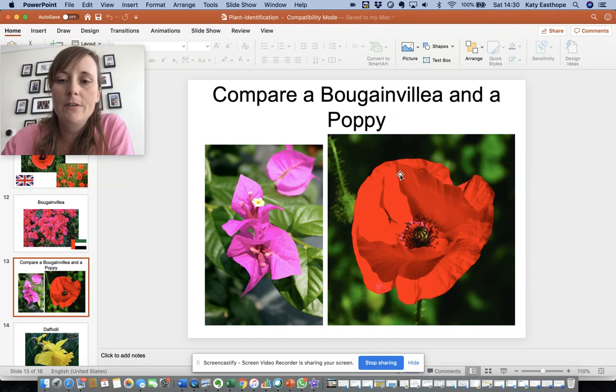This one has big red petals. This one's only got 4 petals on a poppy. And this one's got 3. This one's got 4 petals. But the petals are quite leaf-shaped on this flower, the Bougainvillea.